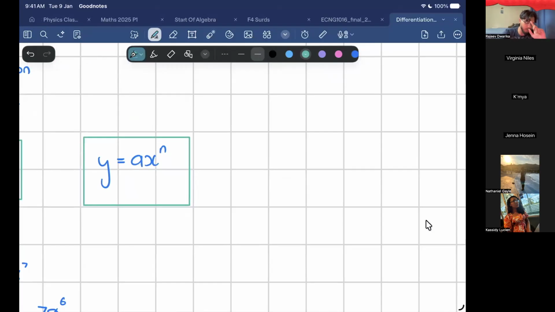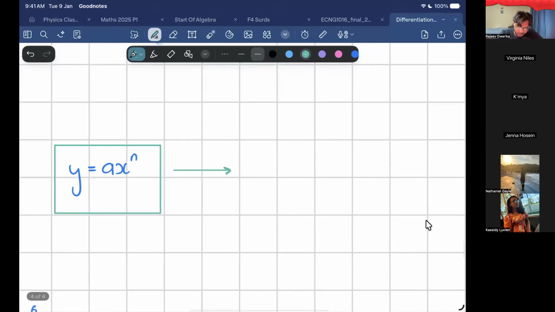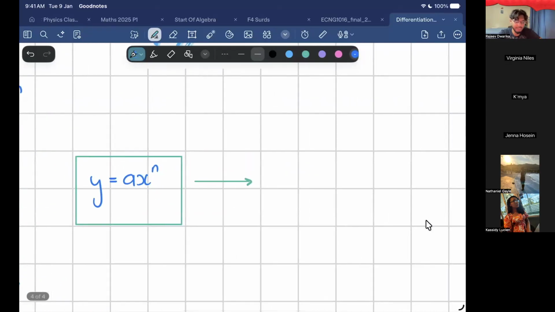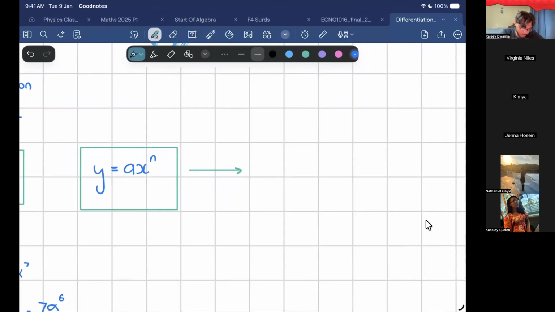So, anybody want to tell me what this would look like if we differentiated that? Cassidy, I want you to tell me. If I differentiated something in the form y is equal to ax to the power n, what would that look like? It would be n times a, and then x to the power n minus 1. Tell me the symbol. So, dy over dx. It would be n ax to the power of n minus 1.